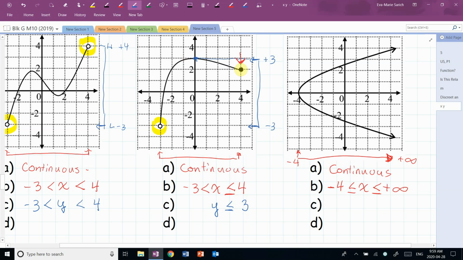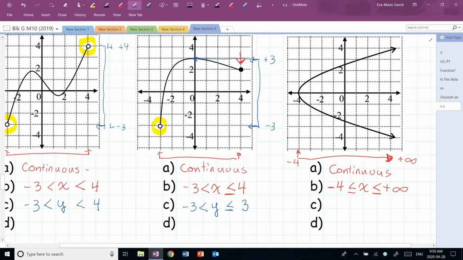Even though it ends here at 2, the line went up above that 2, okay? So it's not just the ends, but it's the highest point that it would have gone to. And y's lowest point is not equal, so it's just going to be greater than, but not equal to the lowest point, which is -3.